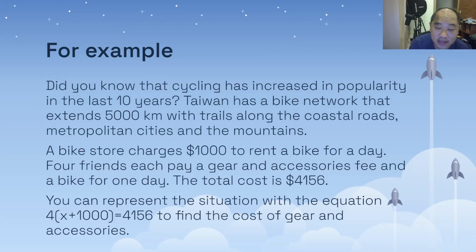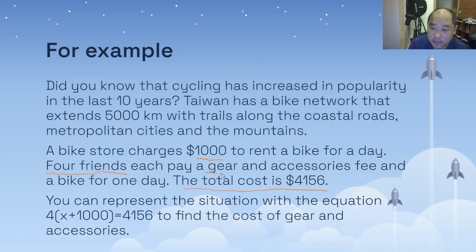So let's say that visitors came to the island and a bike store charged $1,000. Let's see, I'm going to use orange today. $1,000 to rent a bike for a day. And let's say that 4 friends each pay for gear and accessories, right? Because they're traveling, they don't have stuff. They need helmets and water bottles and spare tires and things. And let's say that the total cost is $4,156.